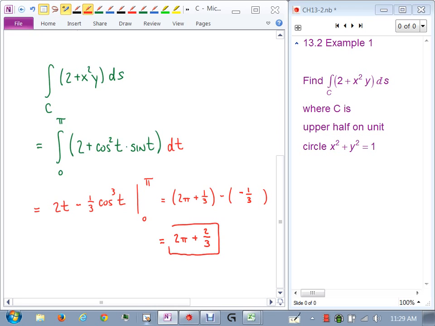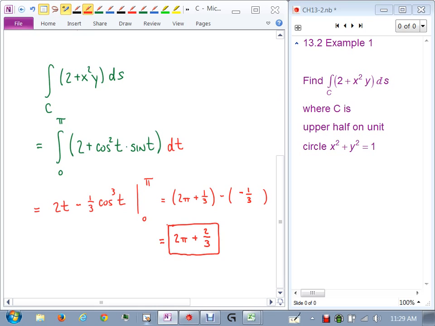I believe that's what we're getting here. 2 pi plus 2/3. That would represent the area underneath that curve. Any questions?